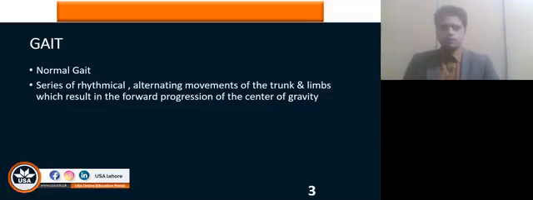So let us continue and define gait. What is gait? Normal gait is basically a series of rhythmical, alternating movements of the trunk and limbs which result in the forward progression of the center of gravity. So this is the proper definition of gait. Alternating movements between your limbs resulting in the forward progression of your center of gravity. That means as you push a step forward, then another, and then another, as you continue forward, your center of gravity is progressing along with you. Hence, this is termed as gait.